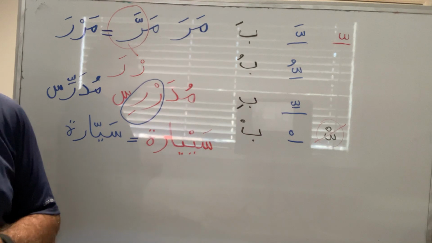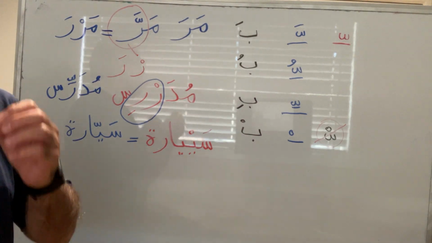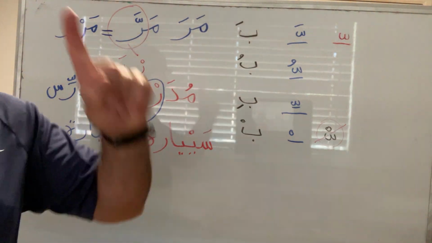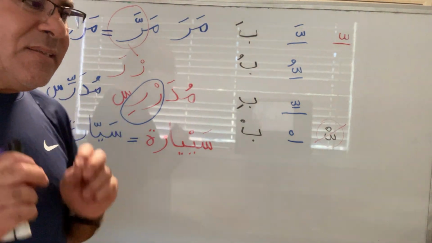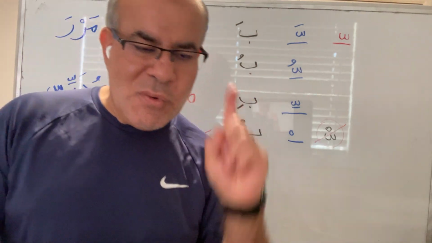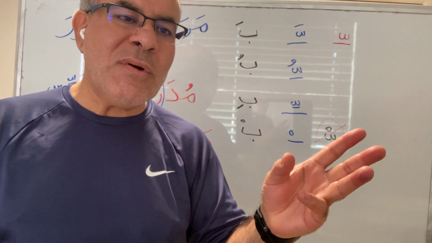This is what the shadda is all about. It always tells us that the consonant that the shadda comes with is double, but the condition is, and we need to remember this condition, that the first one of those two consonants will be with sukoon. The second one will be with fatha, damma, or kasra.